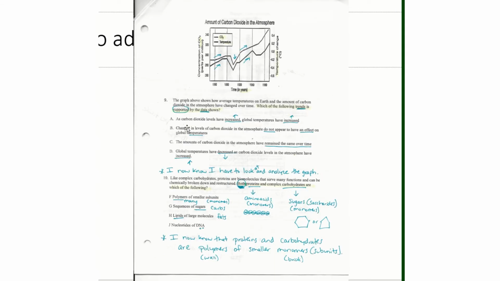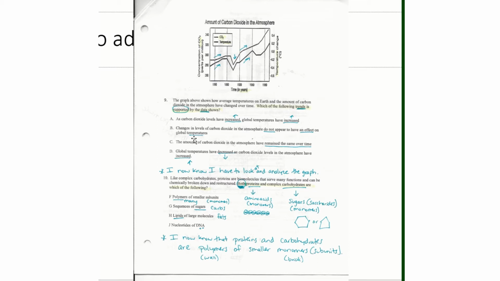Which of the following trends is supported by the data shown? So trends, supported, data. I have to look at the graph, guys. And before I even look at the answers, I highlight years, temperature, CO2. I see that it's going up, it's going up. It's going down, it's going down. It's going up, it's going up. You see that? As carbon dioxide levels have increased, which means up, global temperatures have increased. They went up. Is that true? If one went up, the other one went up?